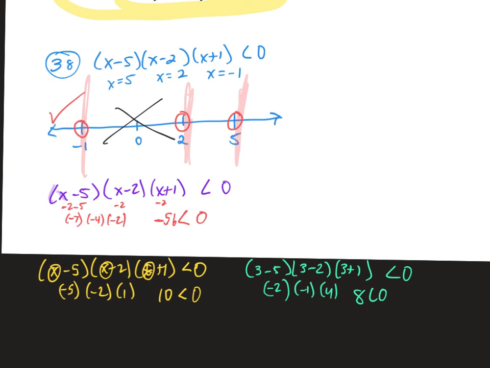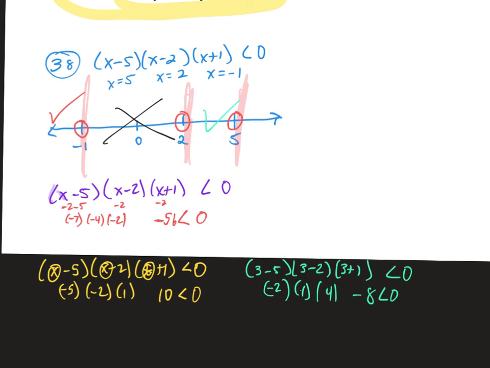Oh, guys, hold on. Time out. Back up. What's 3 minus 2? Plus 1. So I have +1 and then 4. -2 times 1 is -2. Times 4 is -8. Is -8 less than 0? Yes, so that works.